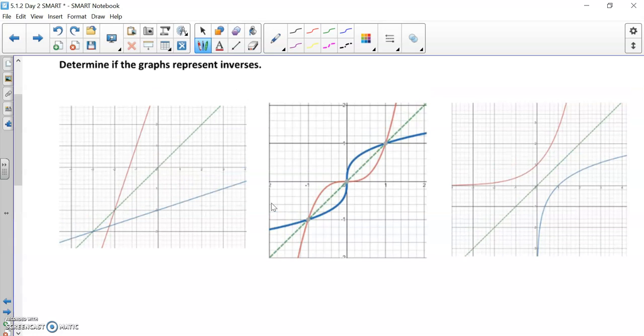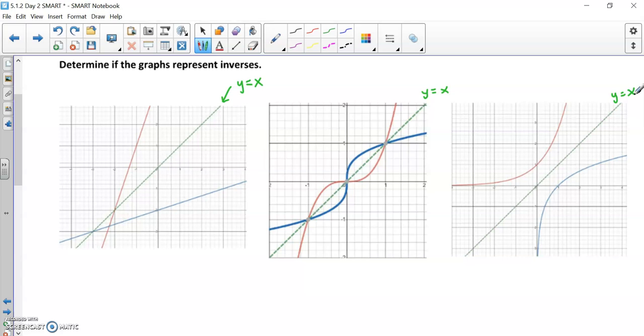So we want to figure out if these graphs are inverses of each other, the red versus the blue, based on this line of symmetry. And now remember that whenever we're talking about inverse graphs, the line of symmetry that we're referring to is this one right over here. And it's always the equation y equals x, okay? This is y equals x. Notice how it's always in the same spot.